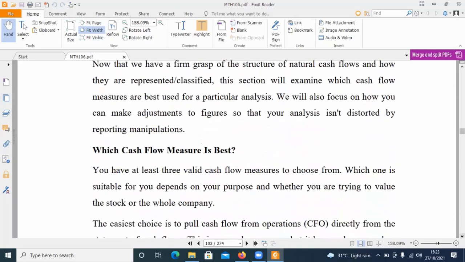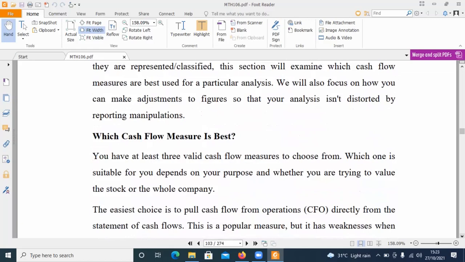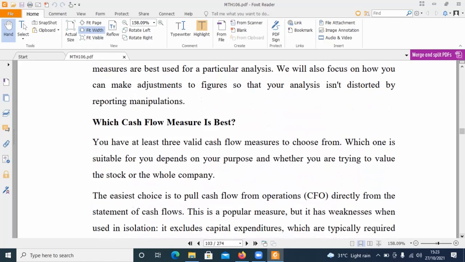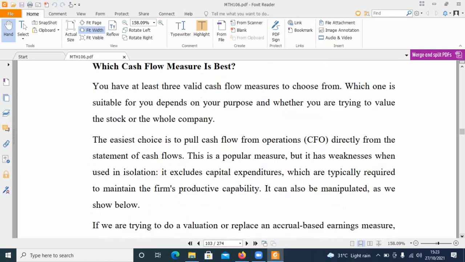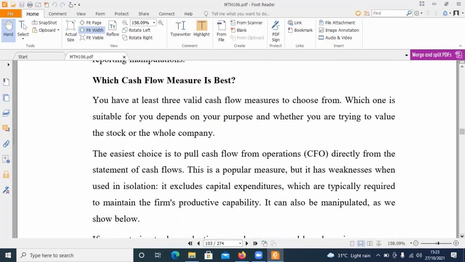So just as I said earlier, this is not mathematics. There's no calculation in it. But you can read and digest as much as possible, for it to be more readable, because you are a management student or commercial student. So, which cash flow measure is the best? They are saying we have different types of cash flow, so which of them is the best? You have at least three valid cash flow measures to choose from.